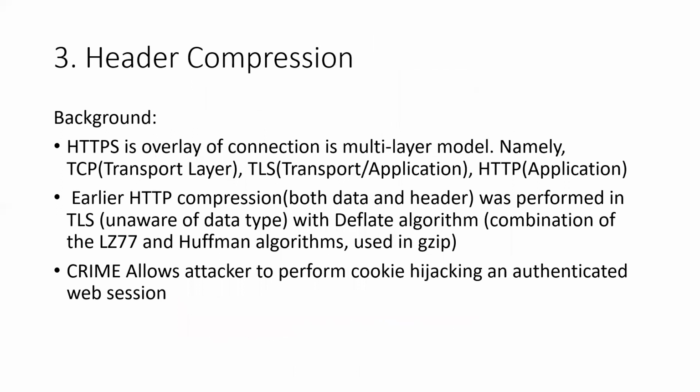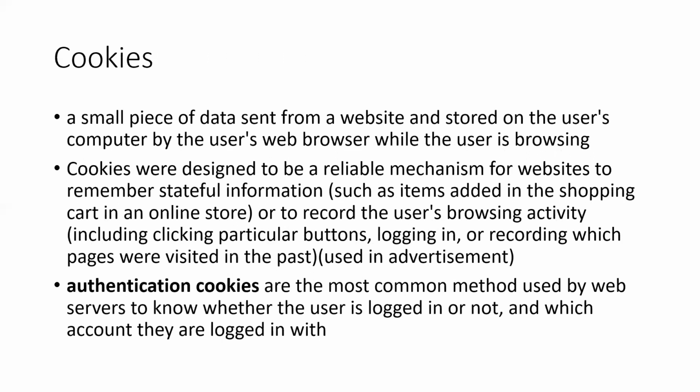Now this is an interesting topic, which is header compression. Earlier in HTTP 1.1, we used to have something called deflate, which was a combination of LZ77 and Huffman algorithm. gzip uses this. The CRIME attack was performed in 2012, and that was a heavy blow to the compression technique used in HTTP 1.1. So before getting into the header compression used in HTTP2, we'll see how the attack was done.